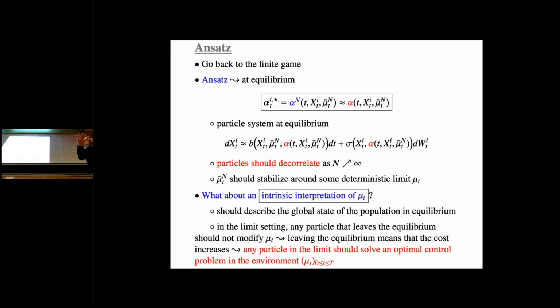What I want is to have an intrinsic description of mu t. Mu t is going to be the limit of this particle system. Mu t should be the statistical state of the population at equilibrium. Possibly there could be several equilibria, but mu t should describe statistically the state of one equilibrium in the population when n gets larger and larger. And so the question that I am wondering is, what is an intrinsic formulation or description of this mu t?